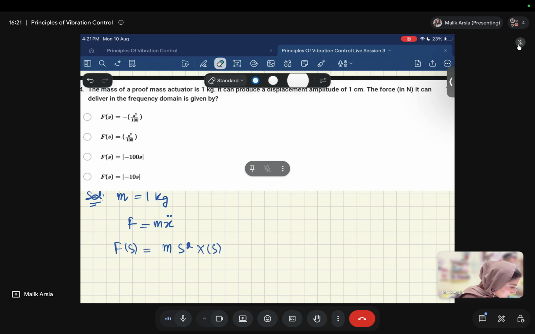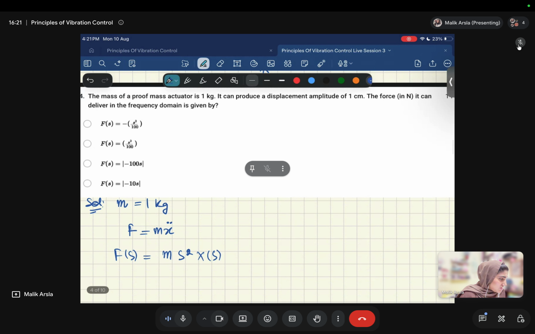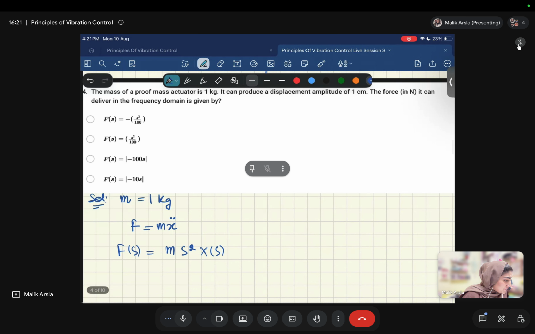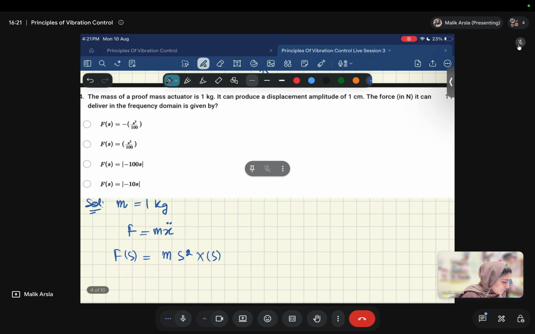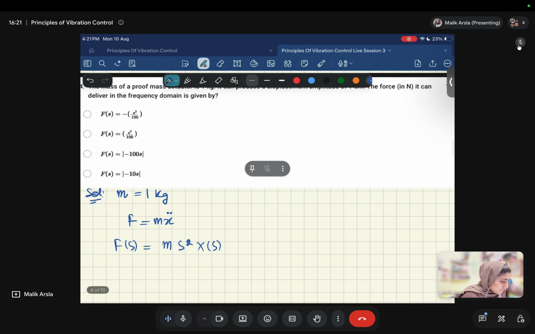There will be some additional terms, f of 0 and everything, but initial conditions we are taking as 0 only. So we will neglect those terms. So our frequency comes out to be m s square X of s.